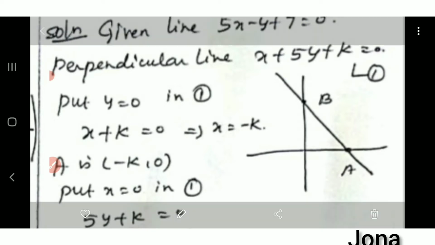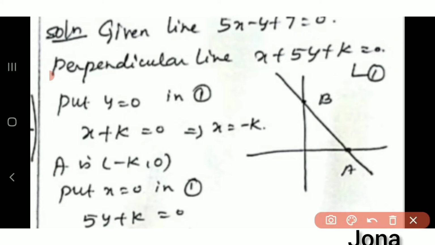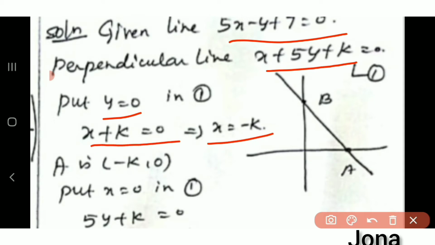That perpendicular line we can find from this equation as x plus 5y plus k equal to 0. Here if you put y equal to 0, we have x plus k equal to 0, it's nothing but x equal to minus k. So A is minus k comma 0.